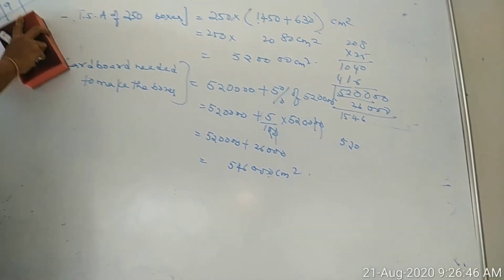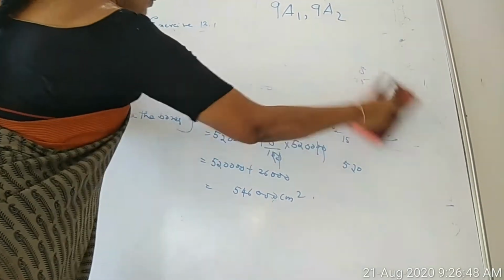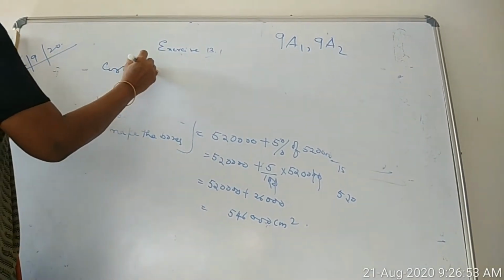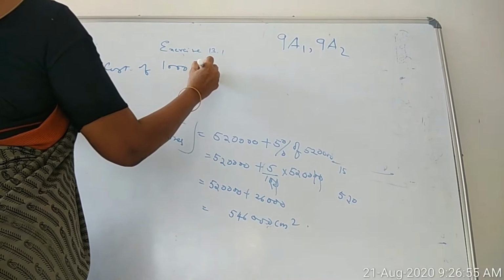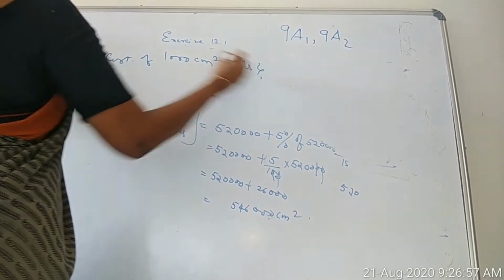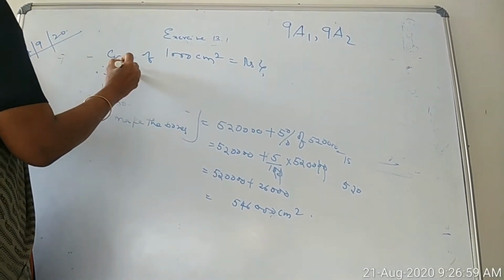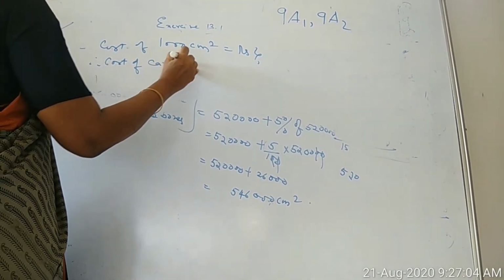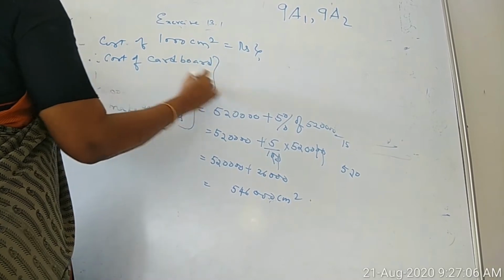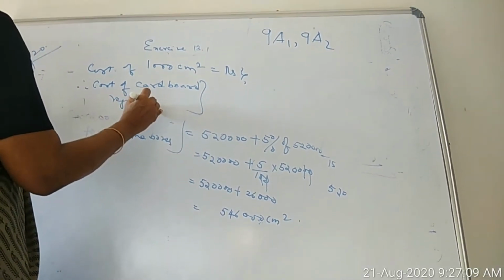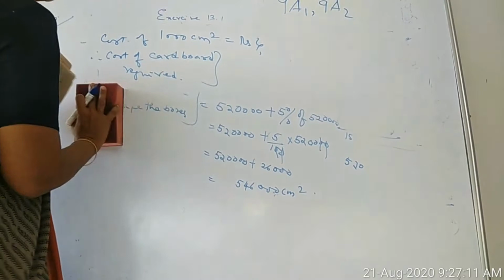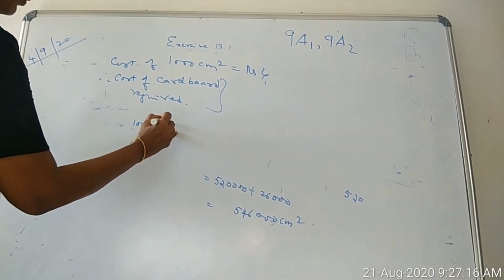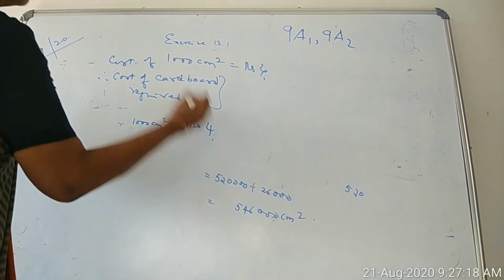Now see the cost. What is the cost here? The cost of 1000 centimeters square is rupees 4. Therefore, find the cost of cardboard required. Cost of cardboard required is equal to, yes, children, look at the step. 1000 centimeters square cost is rupees 4.